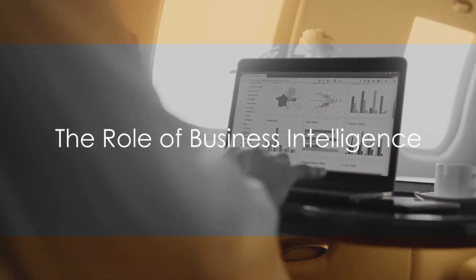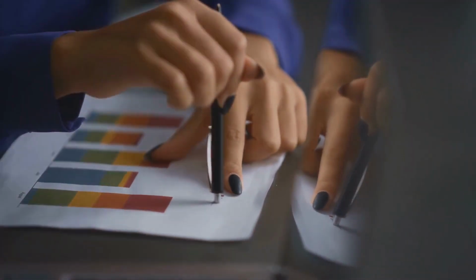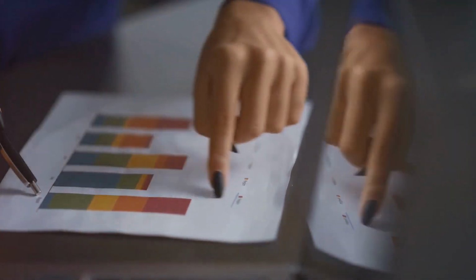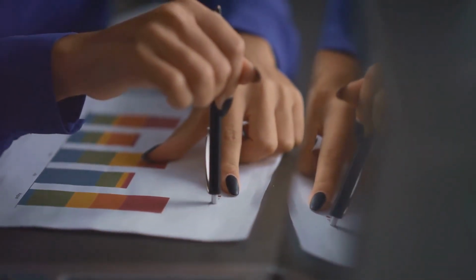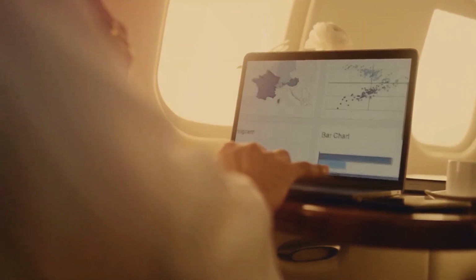Now you might wonder how business intelligence fits into all of this. BI is all about using data to make informed decisions. It's about turning raw data into meaningful insights. KPIs are the tools that enable this transformation. They translate the complexities of business data into simple, actionable insights.